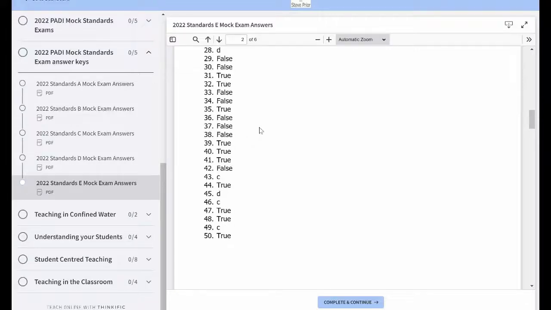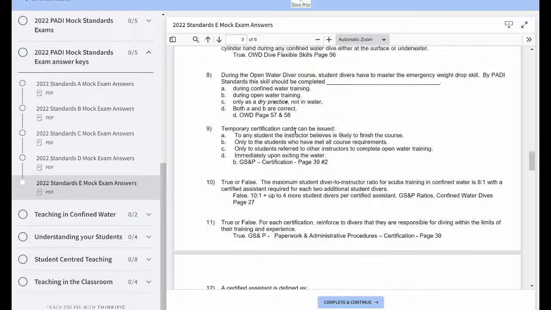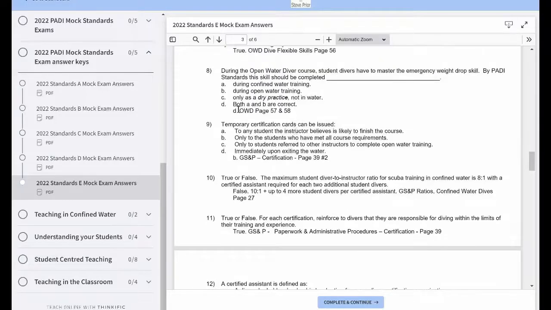To help you there, in this answers document we've got all of the questions that we've asked before, and not only have we given you the correct answer, but also the page in the current instructor manual where you'll find the answer. So you can go back to the instructor manual and find it. So that's standards and theory dealt with.